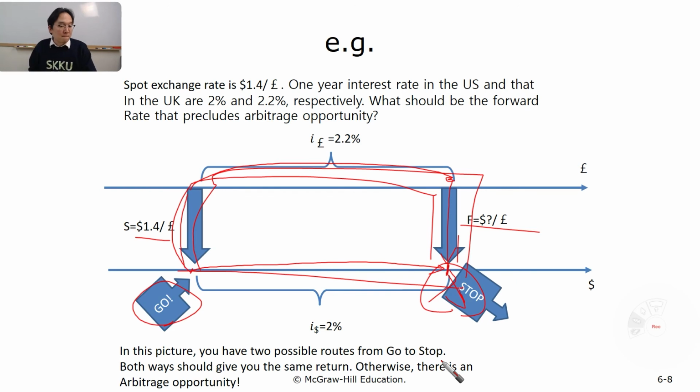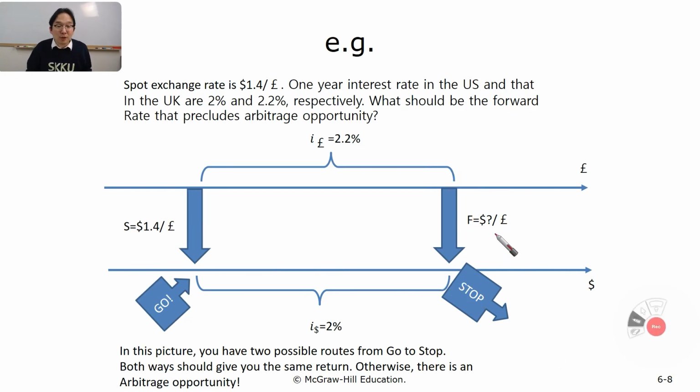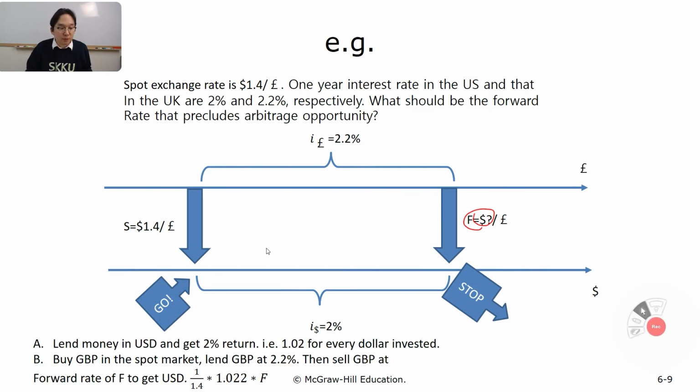Anyway, now both ways should give you the same return. Otherwise, there is an arbitrage opportunity. That's the idea. Now, how to figure out this forward rate? You did not give me the number? Well, the next slide. So, lend money in US dollar and get 2% return. That is, at the end of the period, you will get $1.02 for every dollar invested.